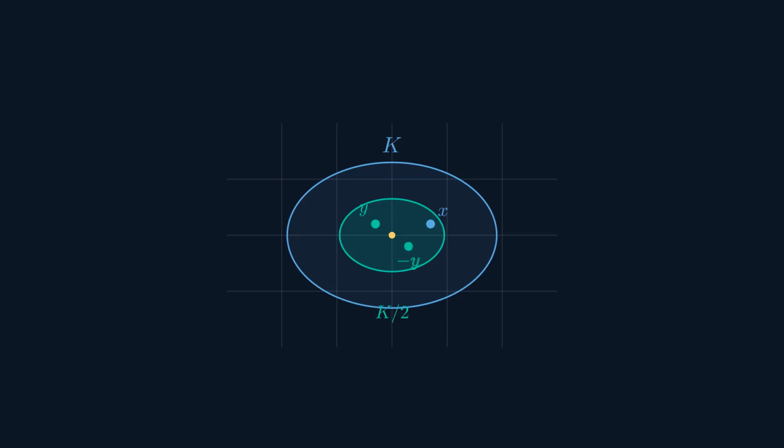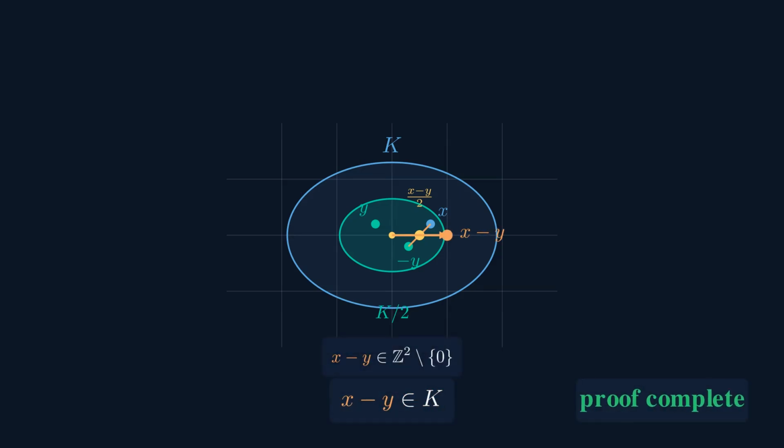Since Y lies in K over 2, central symmetry puts minus Y there too. Since X and minus Y both lie in K over 2 and the set is convex, the whole segment between them stays inside. In particular, its midpoint lies inside. That midpoint is X minus Y over 2. Doubling it puts X minus Y inside K. And remember, we chose X and Y precisely so that X minus Y was a non-zero lattice vector. So X minus Y is a non-zero point of the integer lattice, and it sits inside K. That is exactly what the theorem promised. The proof is complete.